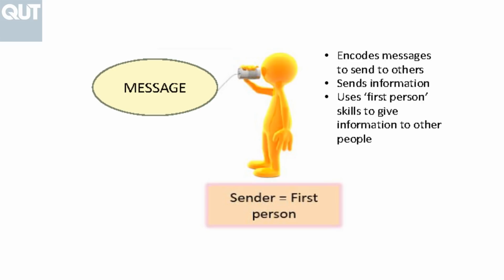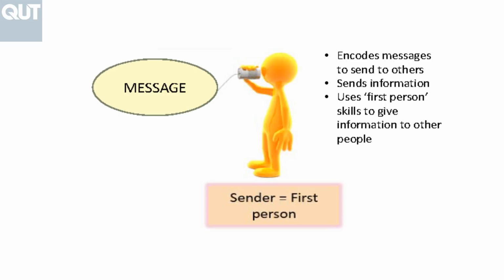As a sender, you will think about what you want the other person to know. You'll encode this information into a message that is meaningful, and you'll send that message on its way. You'll use first-person communication skills to send your message. We'll cover these elsewhere, but for now, just think of the sender as adopting a first-person perspective in the communication experience.